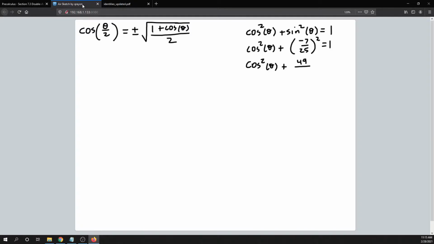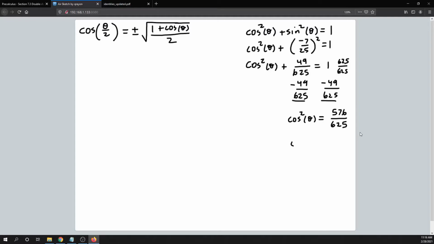So that'd be 49 over 625, when we square that out, and then we would subtract 49 625s from both sides. Over on the left side, we would get cosine squared theta equals. All right, and then 1 minus 49 625s, we would have to get a common denominator, which is going to be 625. And so 1 would be 625 over 625, right? And then subtracting 625 minus 49 is 576, I believe, over 625.